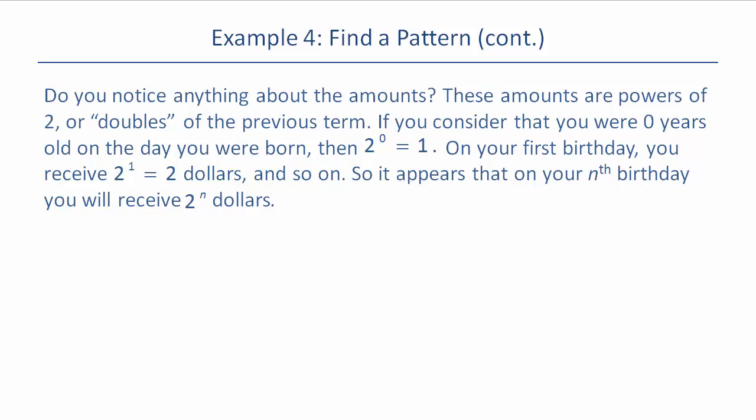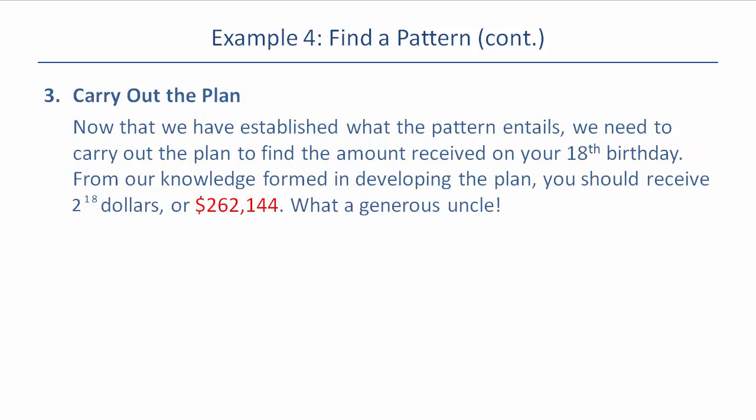is 2 to the 0th power. On your first birthday, you're 1 year old, you got $2, and that's 2 to the 1. On your second birthday, 2 squared is 4. Aha, now I'm seeing the pattern. He's always giving me 2 to the n dollars. So on my 18th birthday, it's 2 to the 18th. And when you do 2 to the 18th, he's going to give you $262,144. And you're going to go, that is one heck of an awesome uncle.